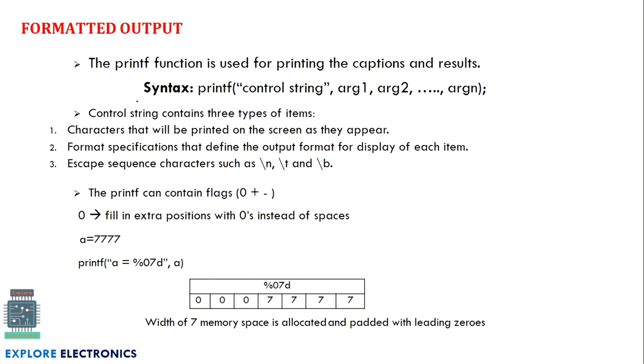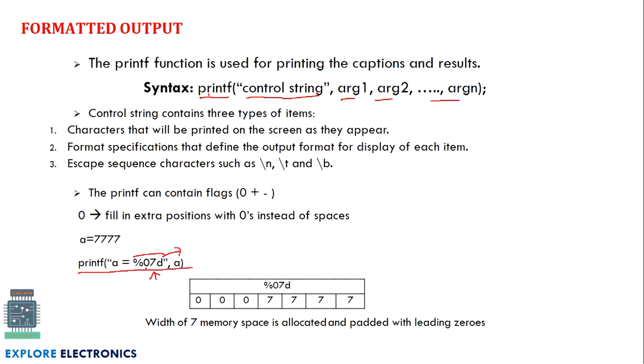Now let us understand the output formatting. Similar to scanf, we have printf for output. We'll have a control string and the arguments that we are going to print. So in the control string, we can mention the formatting we need to do. For example, here is a printf statement in which we are saying A will be equal to %07d, which means it is going to allocate 7 spaces. The memory space will be having the value only decimal integer.